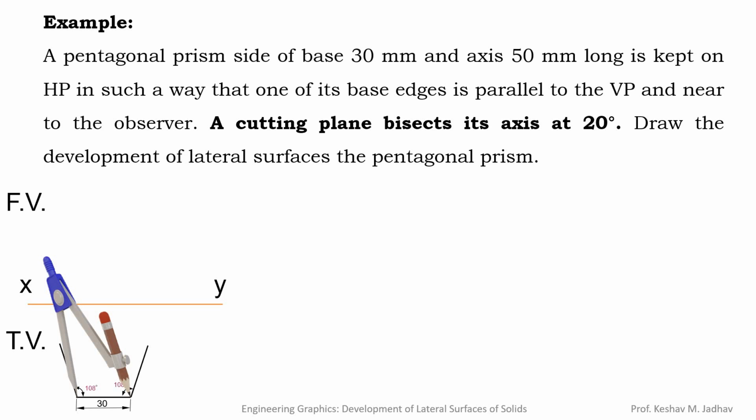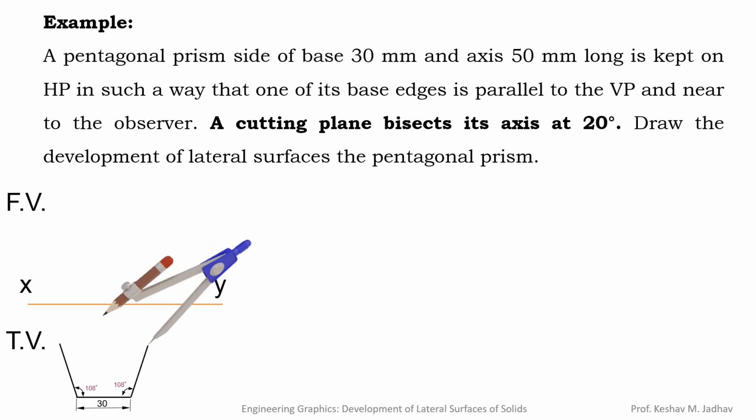Take the rounder and take the distance equal to 30 mm, that is, the distance equal to the side of the base, and from this corner we can draw one arc like this. Similarly, using the same distance, we can draw an intersecting arc from the right side. So we will get one intersecting point, and we can connect this point to the edges like this, so that the pentagon will be completed. So in this way we can complete the pentagon in the top view.